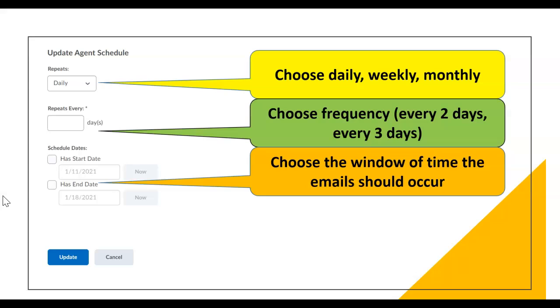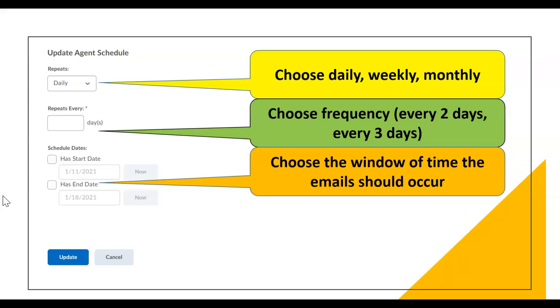Finally, you need to choose the window of time that the emails should occur. Now, if this is a one-shot deal, you just want to remind them that the Making Diversity Personal assignment is due on Sunday, and you want this email to go out on Thursday, then you would set it for daily. It repeats once, and then the window of time would be whatever date you want it to run. So it would have a start date of A, and it would have an end date of A. It should be the same date if it's a one-shot deal.